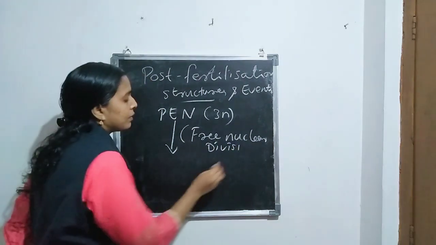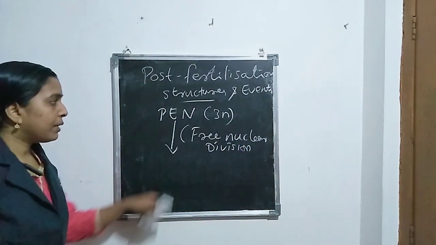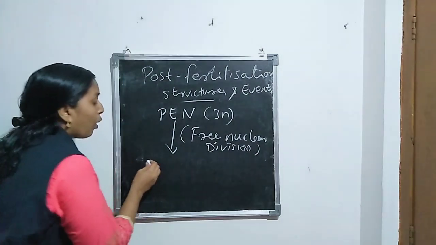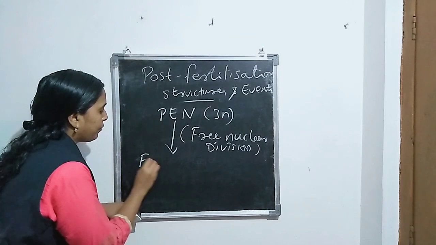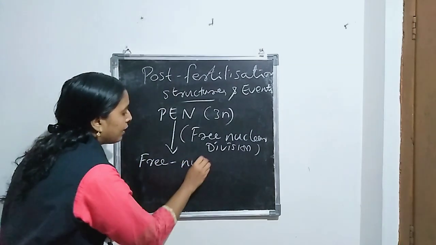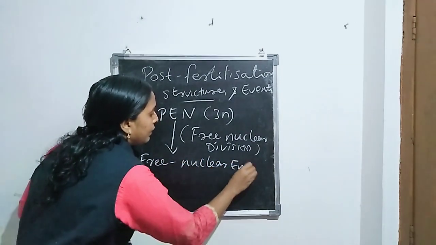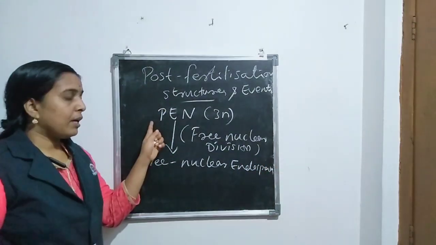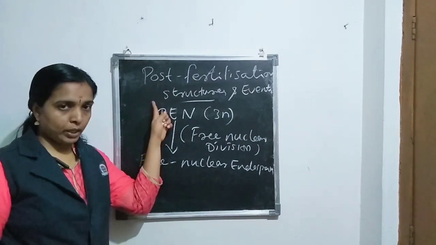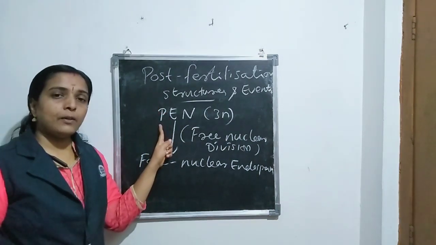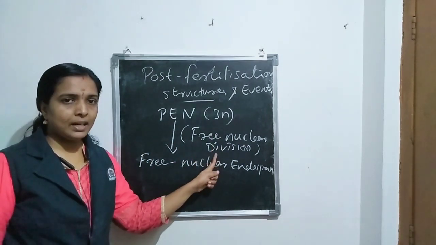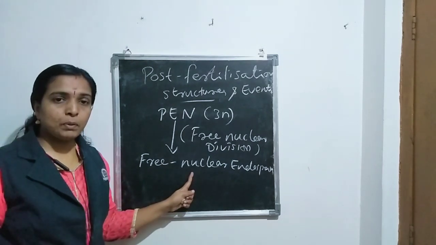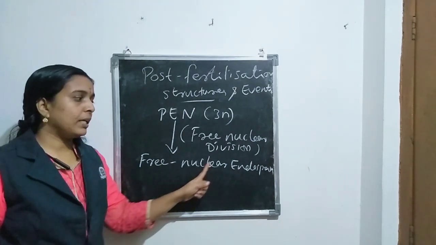Primary endosperm nucleus undergoes free nuclear division and forms an endosperm called free nuclear endosperm. Primary endosperm nucleus is the first product of triple fusion. It undergoes free nuclear division and forms thousands of nuclei. That endosperm is known as free nuclear endosperm.